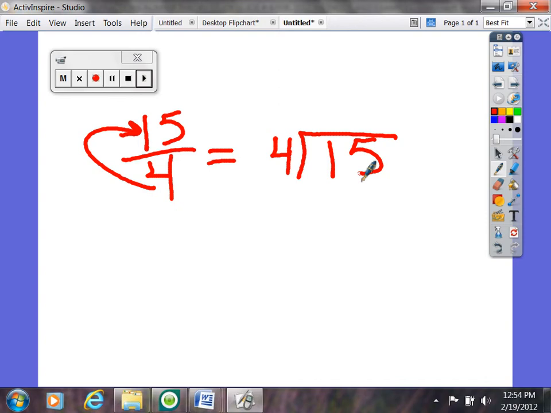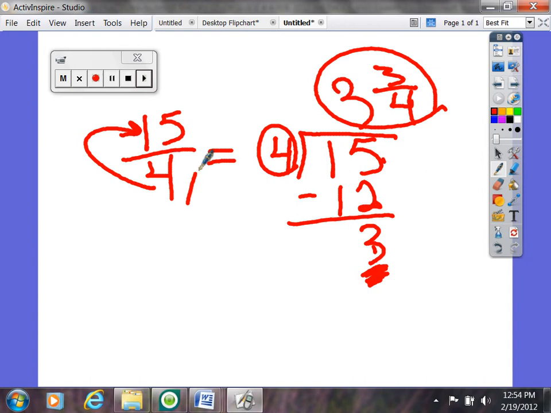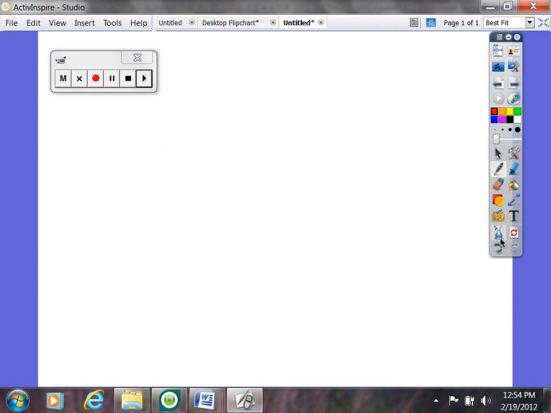equivalent here. 4 goes into 15 3 times. Now, I get a remainder, and I don't do what I did before. I don't add a decimal. I just take my remainder, and I put it over what I divided by. Put it over my divisor. So 3 and 3/4. Now, if you remember, that's what I started with a minute ago when I went the other direction. When I went from a mixed number to an improper, well, look what I did here. I went from an improper back to a mixed.